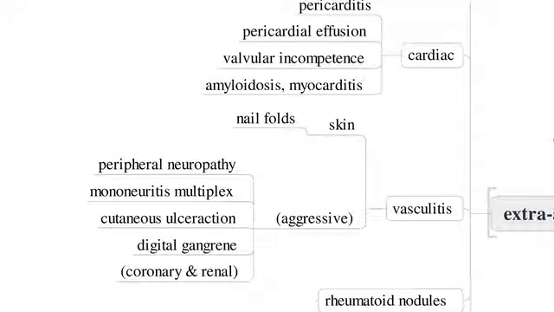Slightly rarer manifestations include the cardiac manifestations, including pericarditis, pericardial effusion, valvular incompetence, especially of the aortic and mitral valve, amyloidosis and myocarditis.